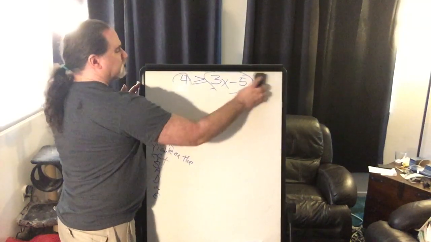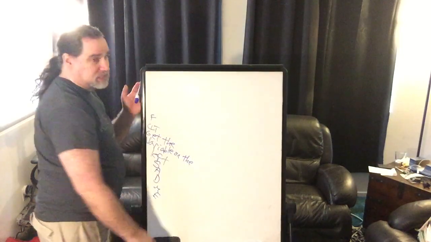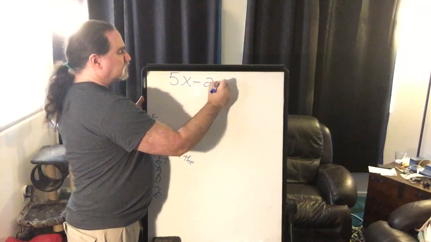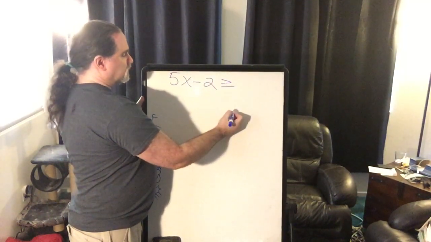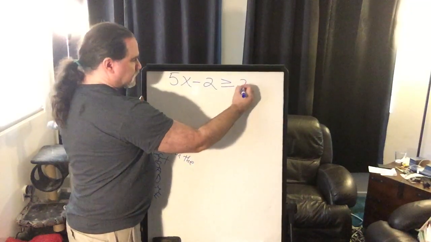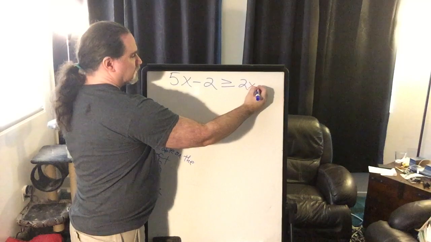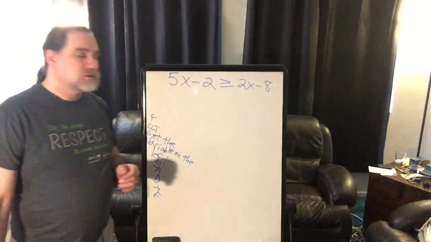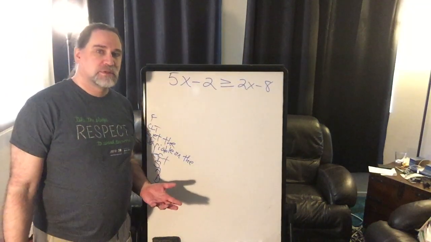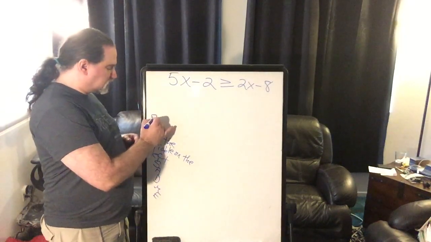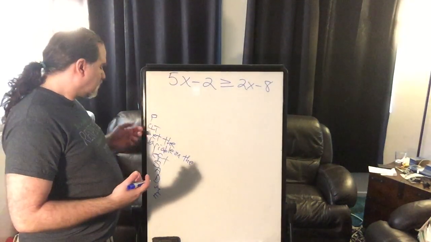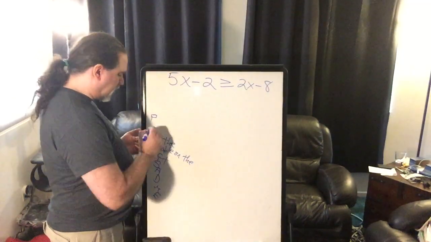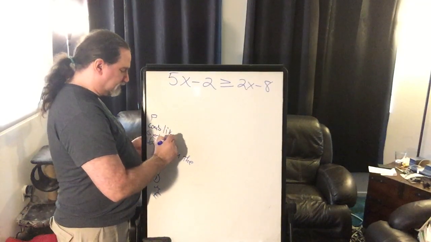Now, what if we have variables on both sides? Let's just make it easy. Let's go 5x minus 2 is greater than or equal to 2x minus 8. Okay. What do I do now? I have variables on both sides. Well, I would still look for parentheses if I had any. I don't have any. If I had any like terms to combine, I would still combine my like terms.